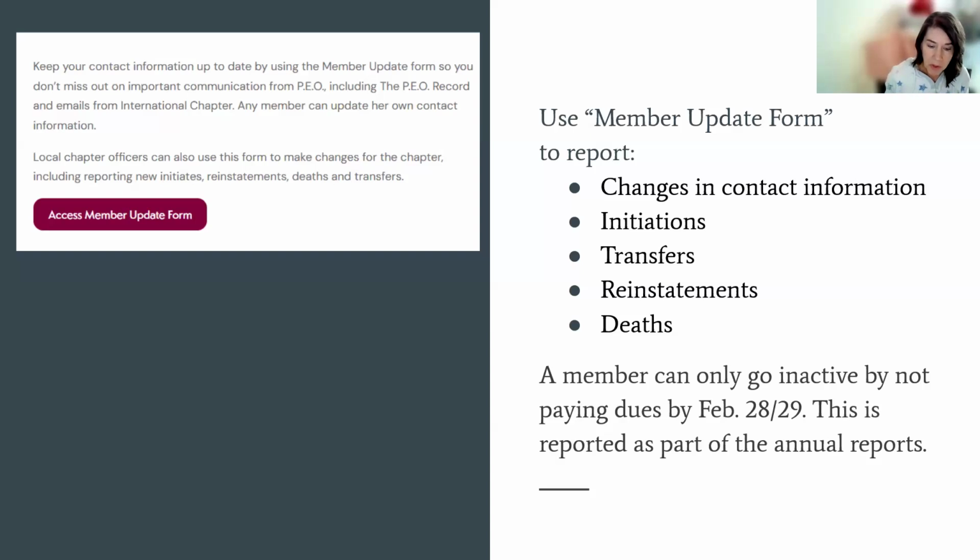Now, the only time someone can be placed on an inactive status is the last day of February. If they've paid their dues, they are not inactive. Maybe if they're not coming to your chapter meetings, they may just be non-participating. But the only time you can go inactive is when you don't pay your dues. And then to access the membership update form, you would log into P.E.O. International. Under membership, you would manage membership, scroll down, and you can access the updated information.